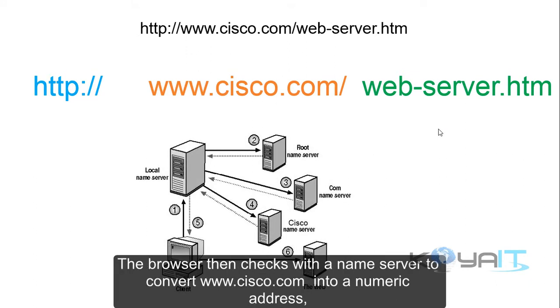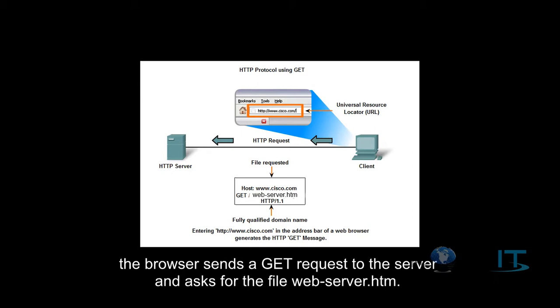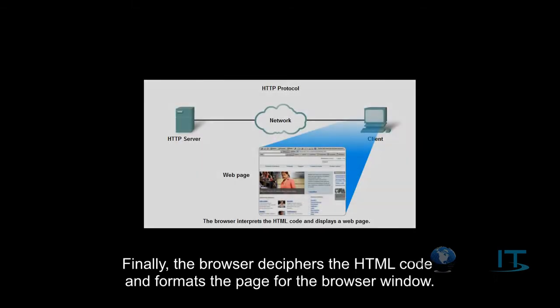The browser then checks with a name server to convert www.cisco.com into a numeric address, which it uses to connect to the server. Using the HTTP protocol requirements, the browser sends a GET request to the server, asking for the file web-server.html. The server in turn sends the HTML code for this web page to the browser. Finally, the browser deciphers the HTML code and formats the page for the browser window.